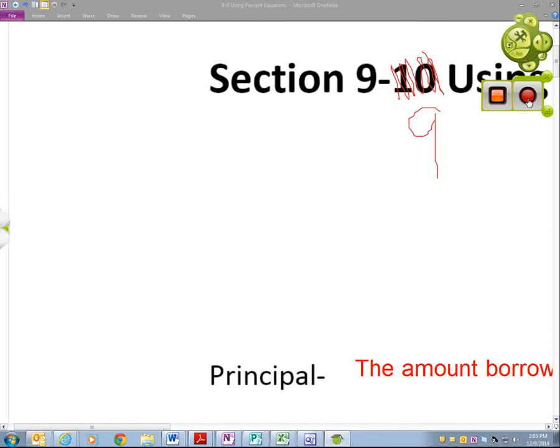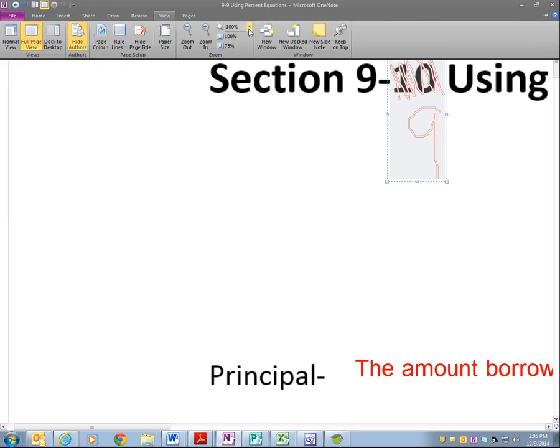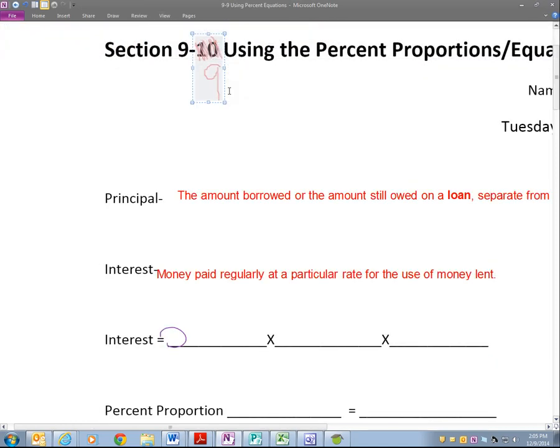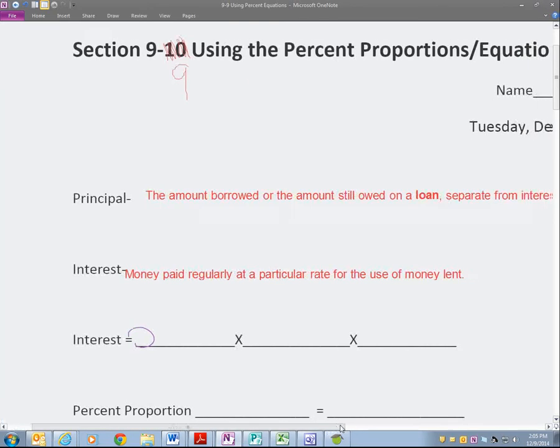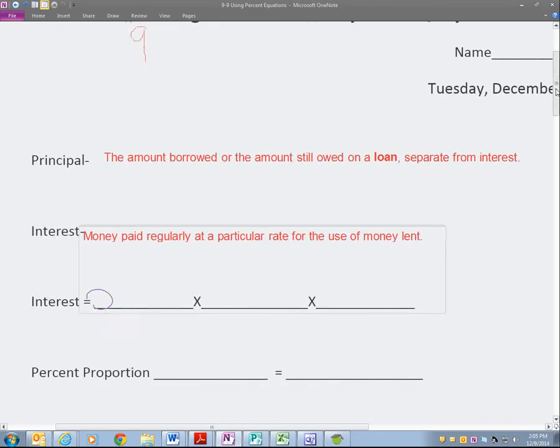This is 9-9 on the 9th, which is fun because it's rolling with the accurate stuff. And this is using the percent and proportions equation. So we have two definitions here.